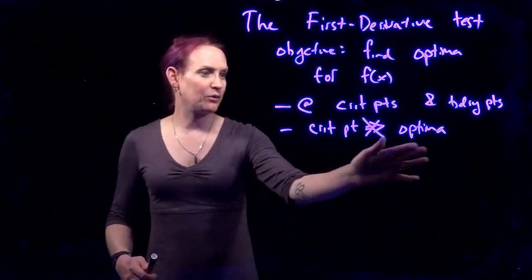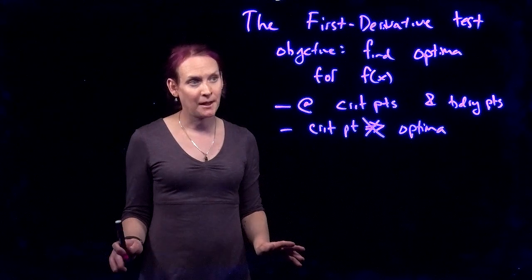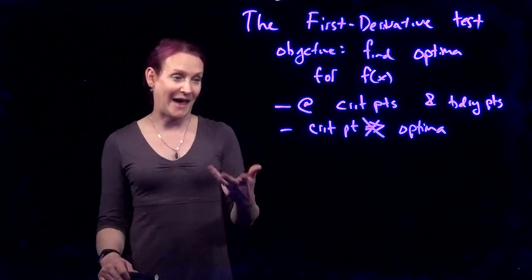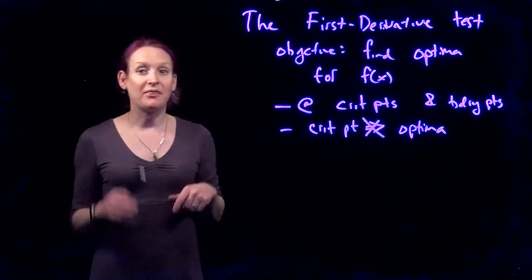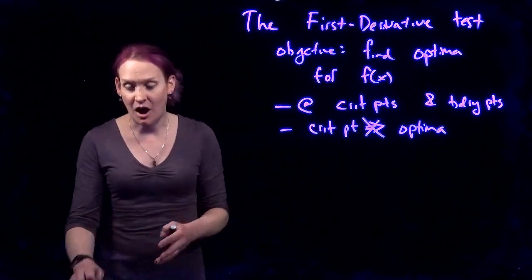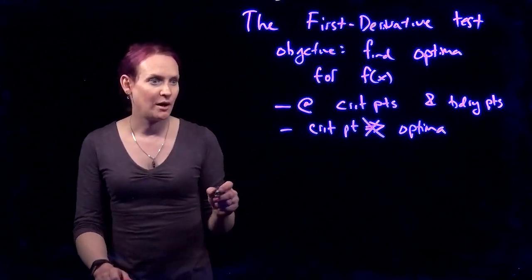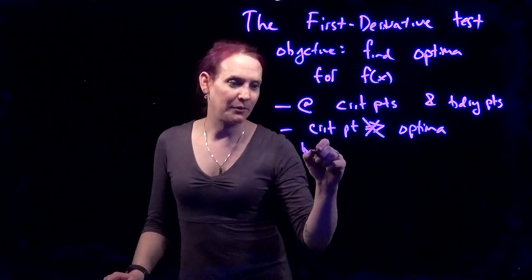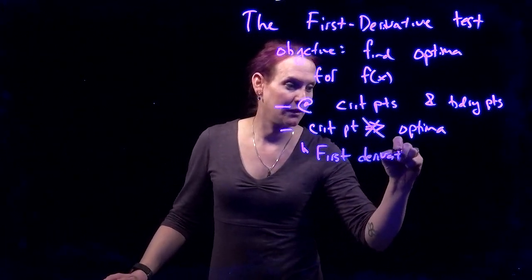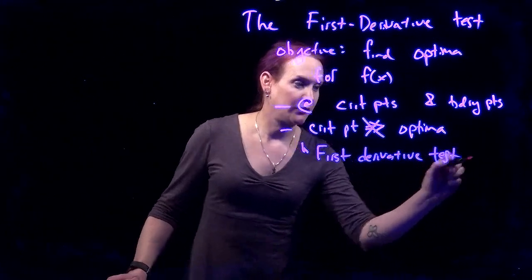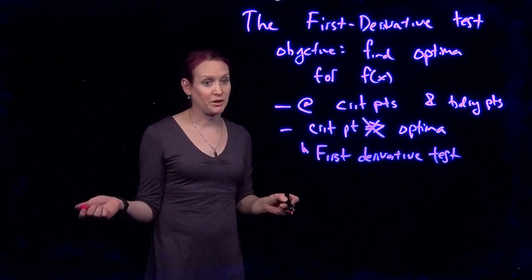So this hole in our knowledge right here, that just because you have a critical point doesn't mean you have an optimum. We can supplement that with additional knowledge about the first derivative, and then we can classify it as an optimum or not an optimum. This leads to the first derivative test. And it's the first derivative test because we're going to use f prime.